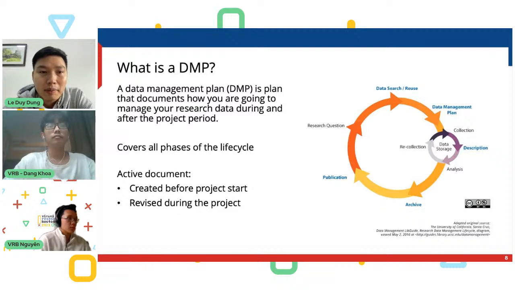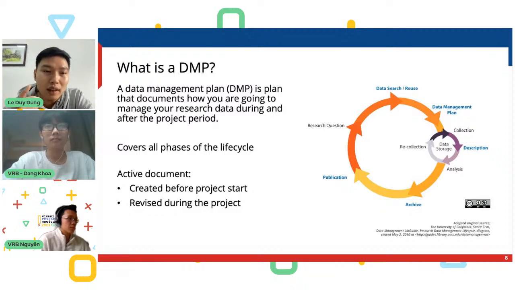So what is data management planning? The title of the workshop is about data management planning. So what is a data management plan, or DMP for short? It is a plan that documents how you're going to manage the research data during and after your project period. So we talked about three phases relating to the research data lifecycle, right? So your data management plan documents how you're going to manage those data throughout the three phases of your research.